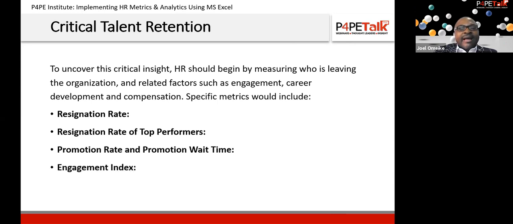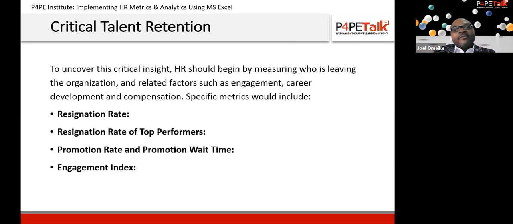The third thing that will help you drive talent retention is your engagement index. How engaged is the workforce? The more engaged your staff are, the more retained they are. The more disengaged they are, the more they'll be looking out for opportunities outside and want to leave the organization. So measure your engagement index.